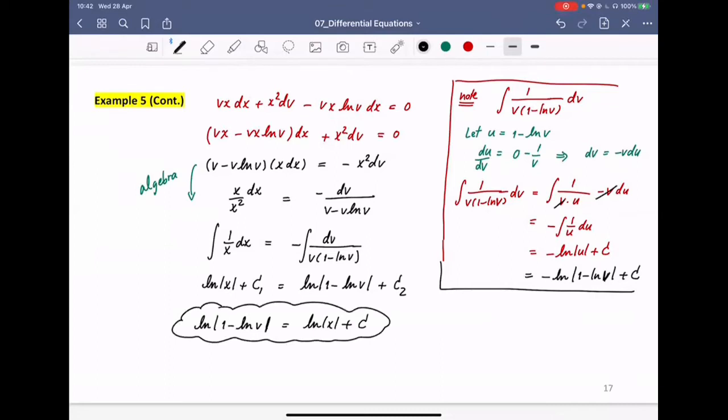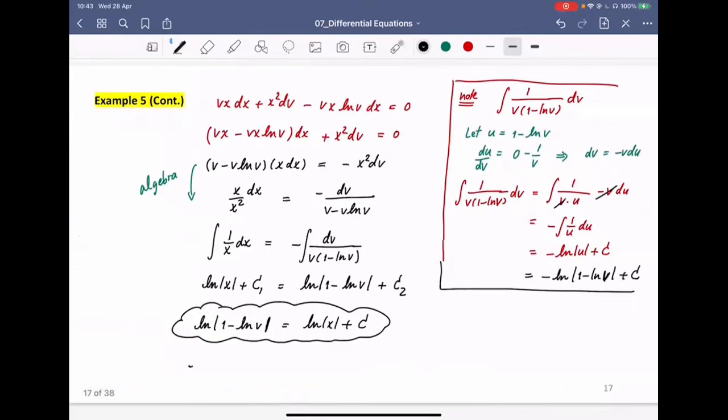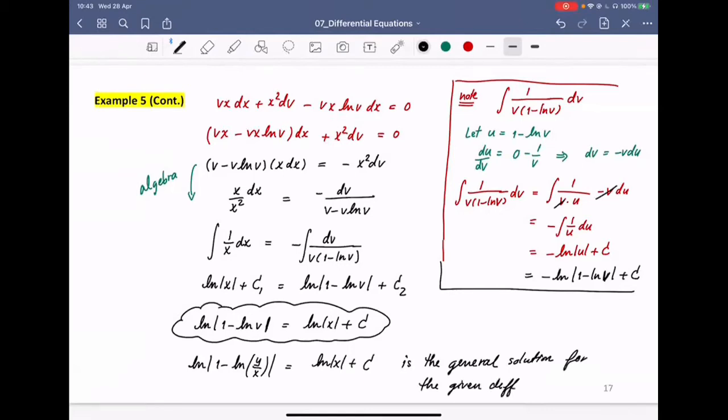This is a general solution in terms of v and x. The last step, just replace v by y over x, because your substitution is y equal to vx. So you're going to get log 1 minus log y over x equal to log absolute x plus c. This is the general solution for the given differential equation.